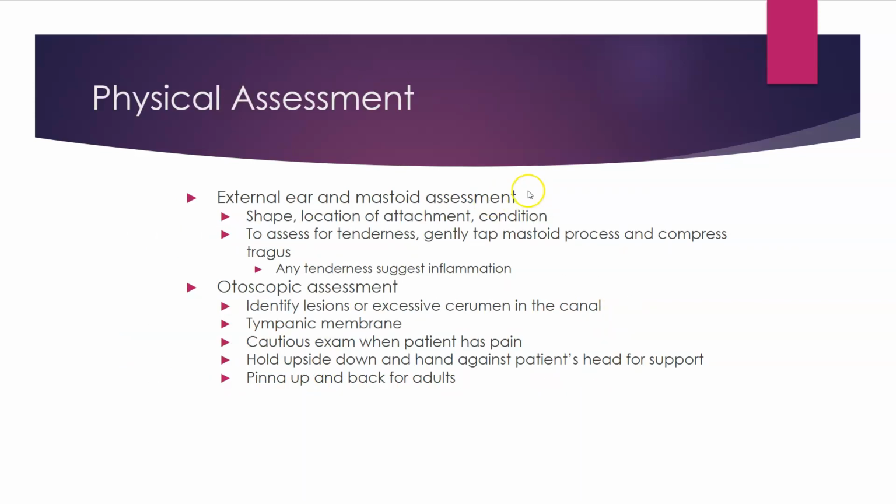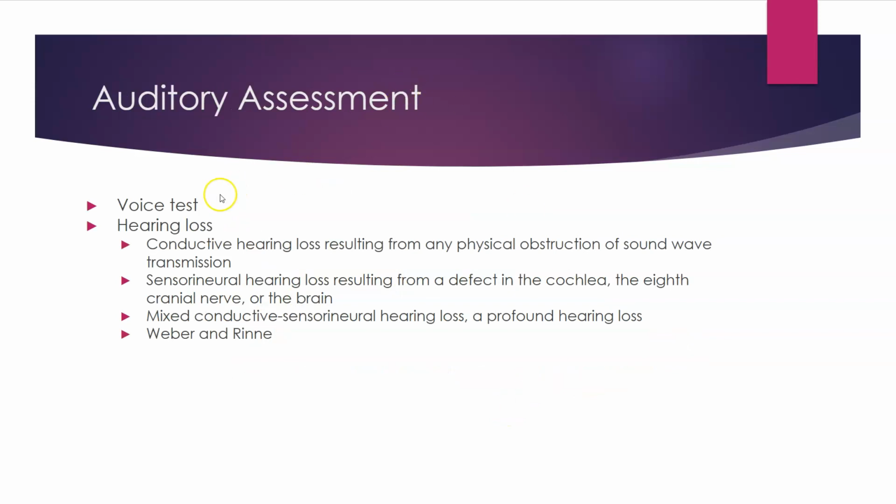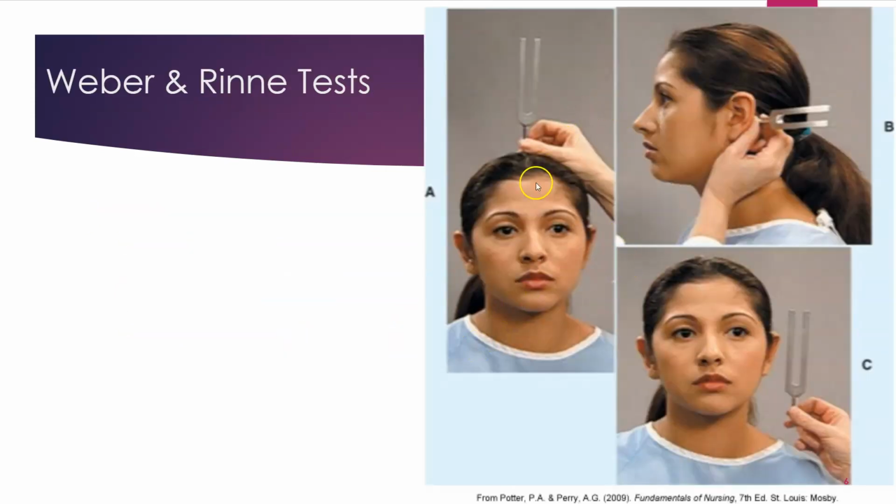Physical assessment: looking at the outside of the ear, making sure that it's appropriate. Looking at the inside of the ear with the otoscope, looking for earwax, looking at the tympanic membrane. Auditory, so voice tests, hearing loss. We can go really fancy with this, or we can do some of the simple tuning fork tests with Weber and Rinne. Remember, it kind of looks like a W, so this is your Weber, and you're looking to see if it's balanced on both sides. This is your Rinne, looking at bone conduction versus air conduction.